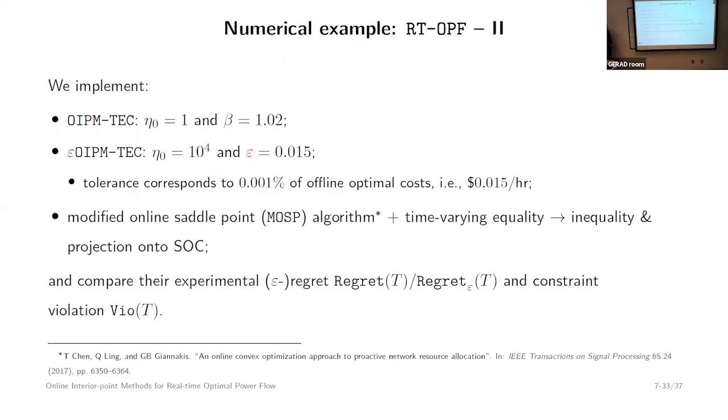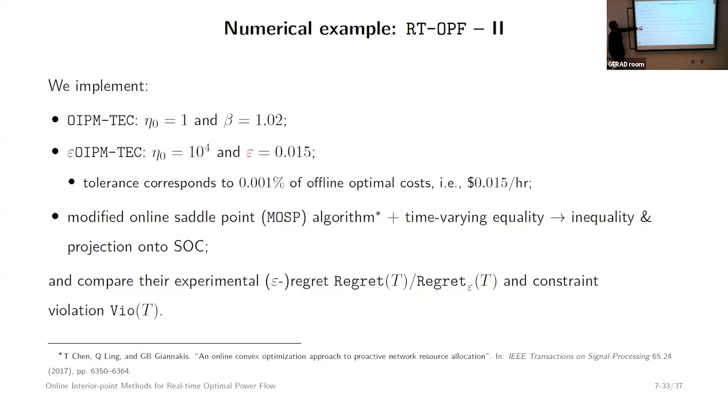So let's say my numerical setting, I'll be using my standard algorithm with some barrier terms, eta 0 and a beta that is 1.02. And in the other case, that's where I wanted to attract your attention. I'll use this humongous barrier parameter and this epsilon of 1.5%. That will turn out to correspond to a tolerance of 0.001% of the optimal cost, meaning that we'll all agree to lose 1.5 cents an hour, which seems pretty acceptable again.